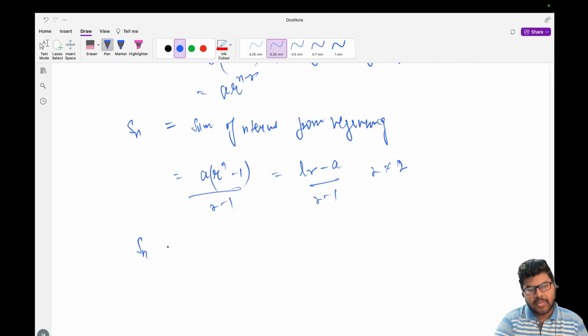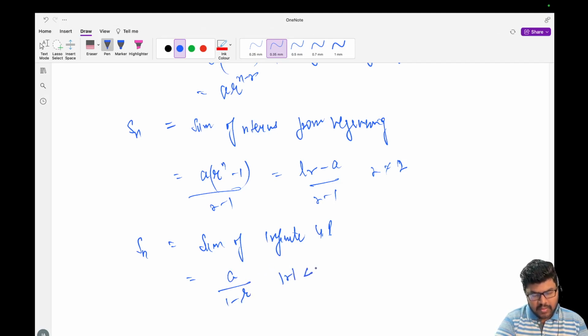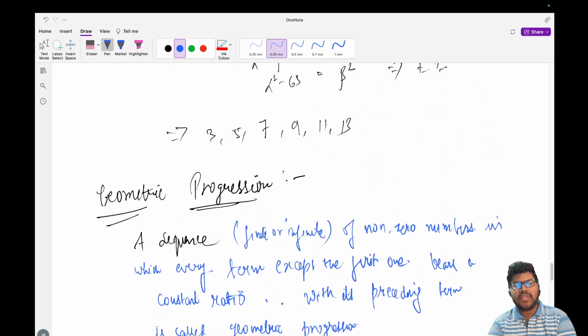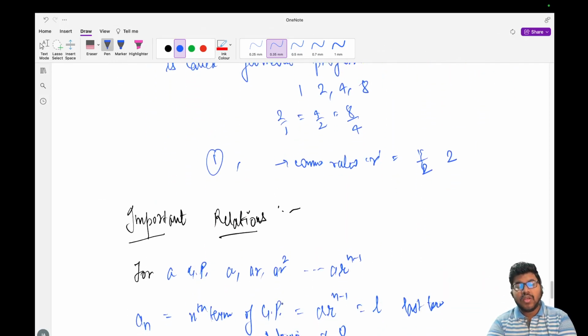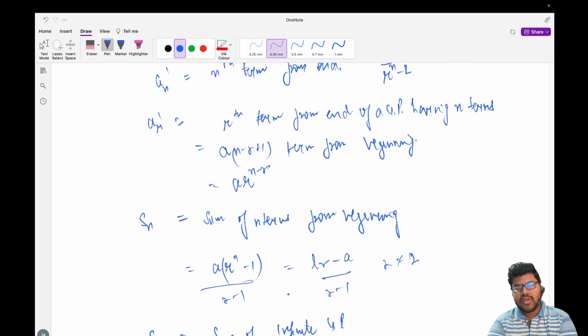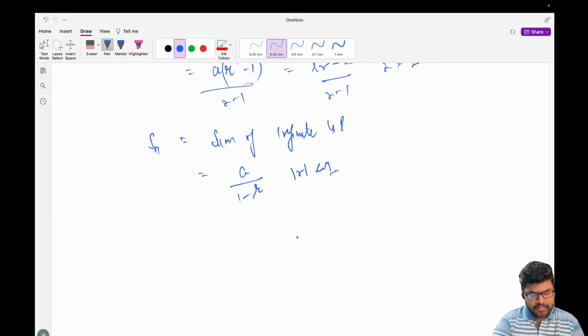And similarly, if the GP is an infinite GP, then the sum of it is a upon 1 minus r, where mod r is less than 1, right? So what we have seen is the geometric progression. We have seen the definition, then we saw the important relations, right? It is easy. Now let us focus on some properties of the GP.